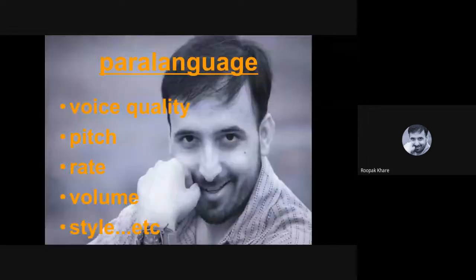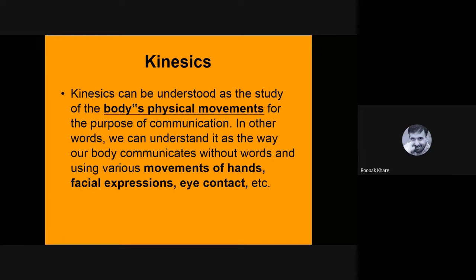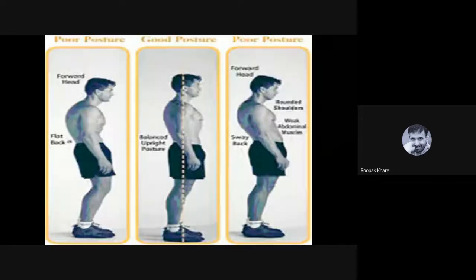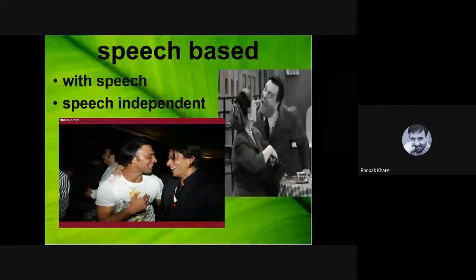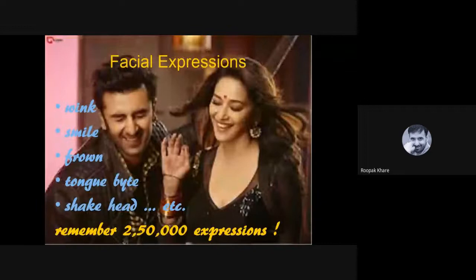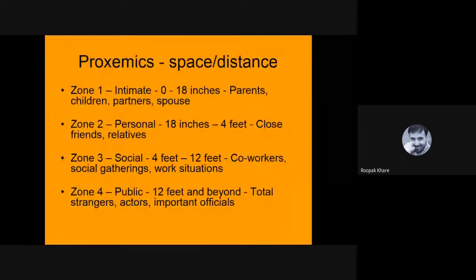We had spoken about written communication, verbal, paralanguage, prosthetics, kinesics, eye contact, postures, gestures, and then facial expressions, clothes. And now we're supposed to begin with proxemics.